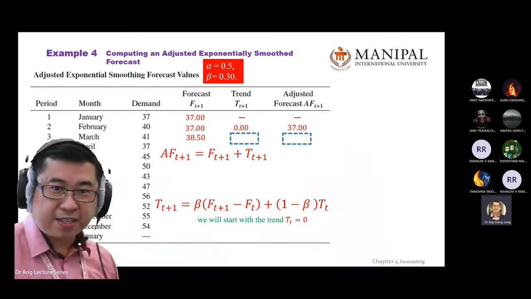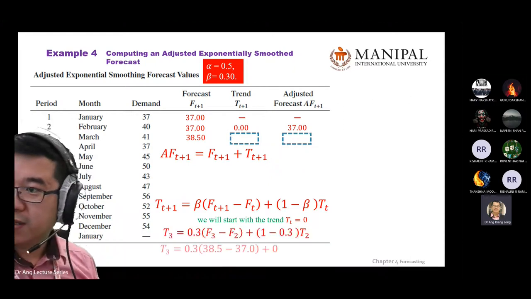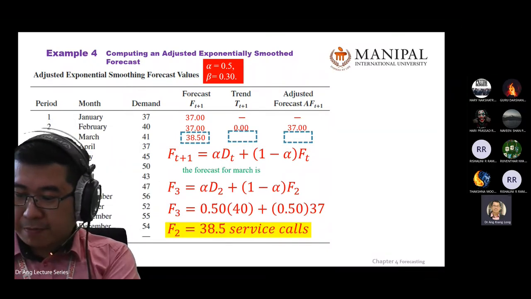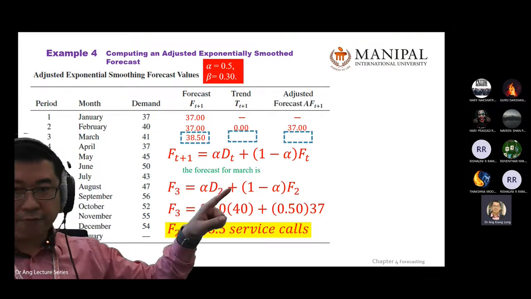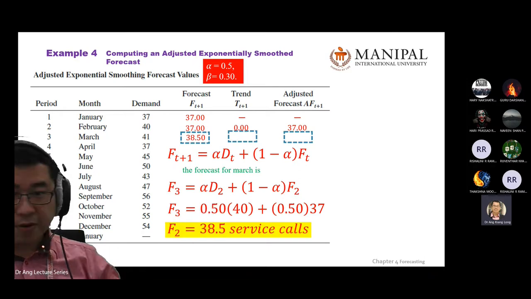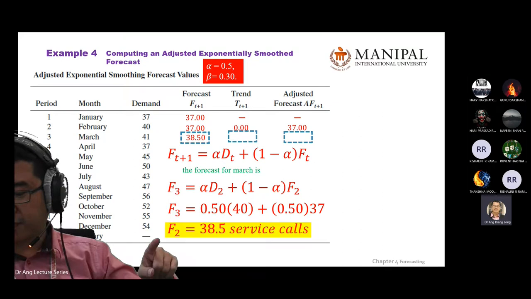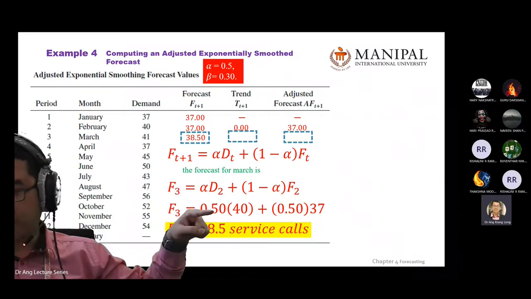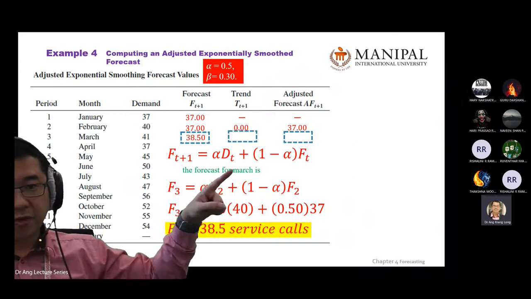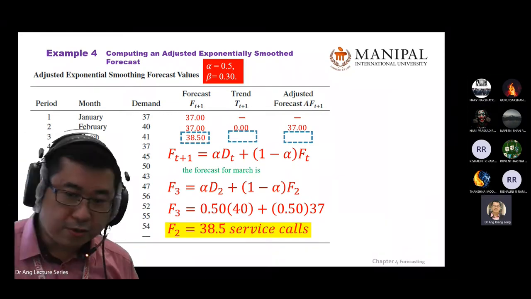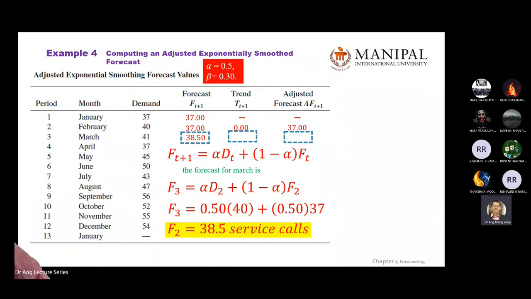Okay. Let's ask the whole class to calculate on the calculator for you. Okay. Sarini is doing May of forecast number 5. So F5 equal to alpha D4 plus 1 minus alpha F4. Alpha is 0.5. What is your D4? D4 is 37 plus 1 minus alpha 0.5. What is your F4? Previous 39.75. So Sarini, can you press a calculator for the class? What is 0.5 times 37 plus 0.5 times 39.75?